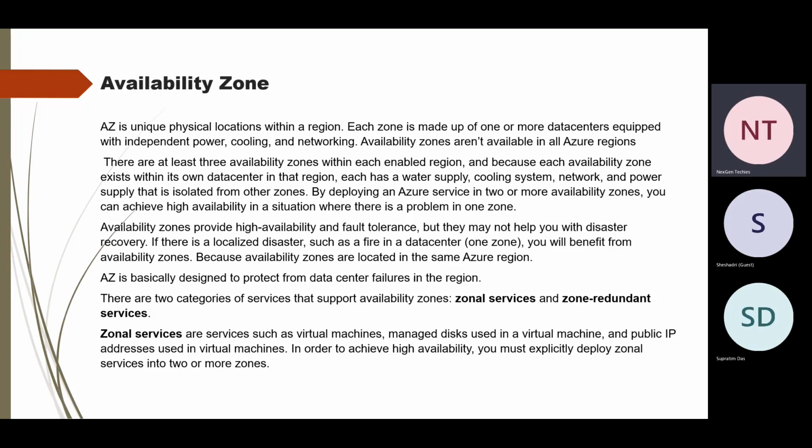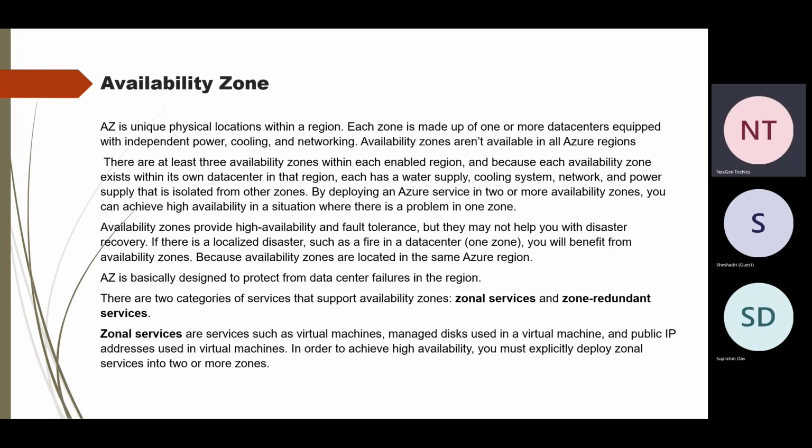By deploying Azure services in 2 or more availability zones, you can achieve high availability in a situation where there is a problem within one zone. Okay, if you deploy your services in multiple availability zones and one zone has a problem, then your resource will be available in another zone. So you can have HA, high availability. So this guarantees high availability of your services.